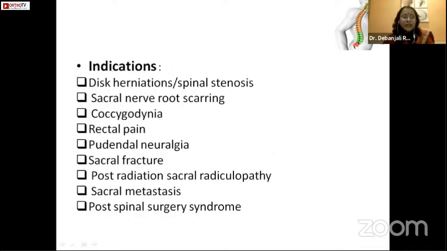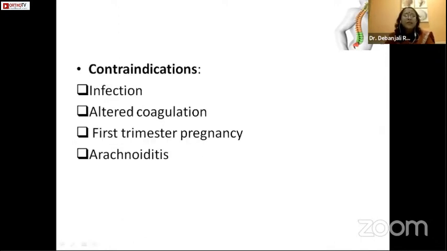See the indications. It is herniations or spinal stenosis, sacral nerve root scarring, coccygodynia, rectal pain, pudendal neuralgia, sacral fracture, post-radiation sacral radiculopathy, sacral metastasis, and post-spinal surgery syndrome with pain not responding to the conservative management. The contraindications are infection, altered coagulation, first trimester of pregnancy, arachnoiditis, and so on.